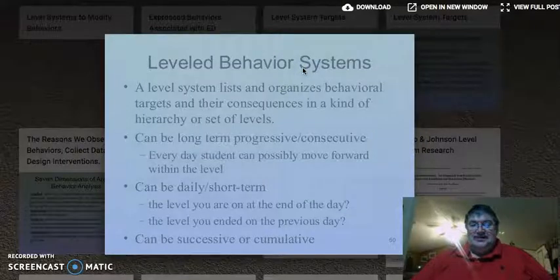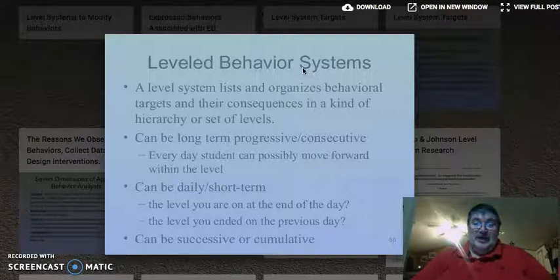Level system targets. These are the things that level reward systems target within our students when we use them. A level system lists and organizes behavior targets and their consequences in a kind of hierarchy or set of levels. They can be long-term, progressive, or consecutive. They can be daily or short-term, meaning you can use a level system for a day, a class period, or all week, depending on how you set it up. They can be successive or cumulative.